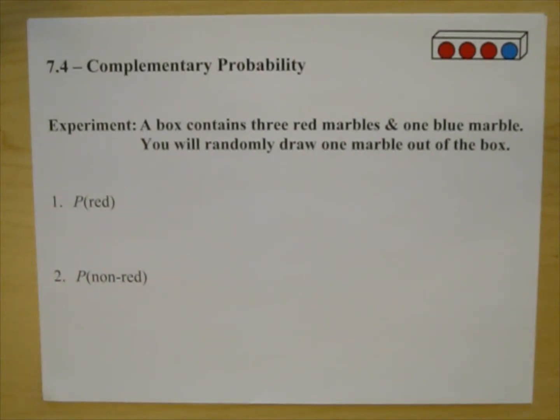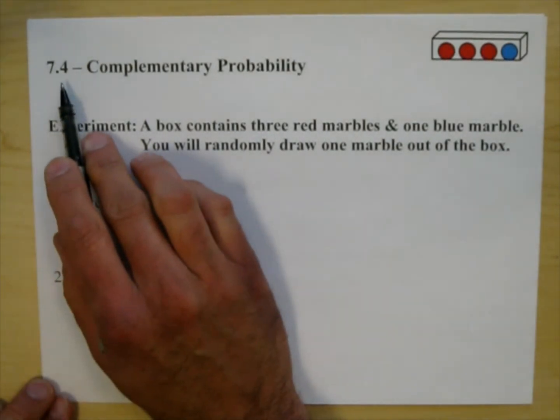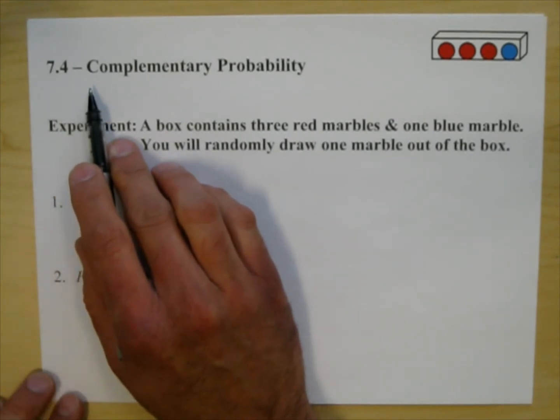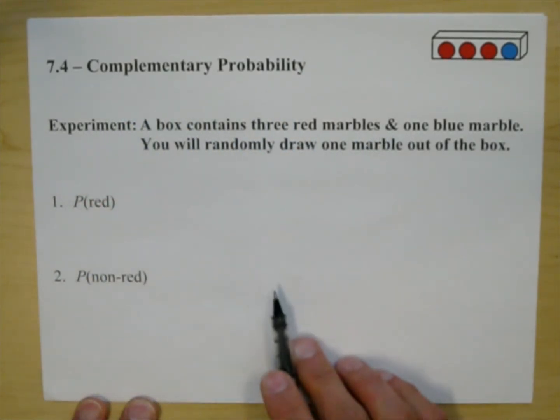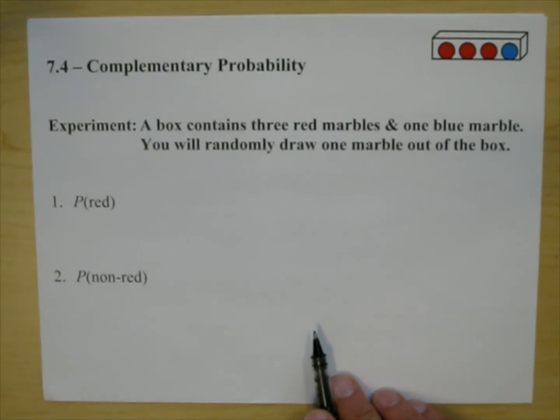Math 230, Cuesta College. I'm Joe Vasta, and we are covering section 7.4 today, Complementary Probability. This is our last section that we're going to cover. So our last new material is this lecture. So let's go ahead and see what this is all about.